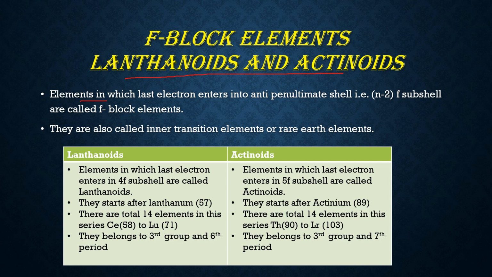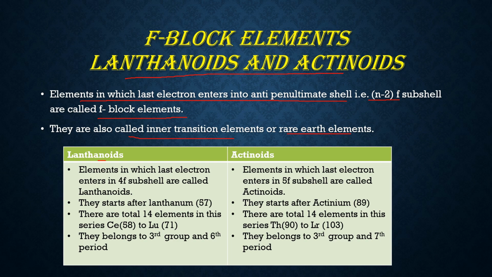So the elements in which last electron enters into anti-penultimate shell, that is N-2 F subshell, are called F block elements. They are also called inner transition elements or rare earth elements. They are placed at the bottom of the periodic table in two rows. The first row is lanthanoid series and the second row is actinoid series.